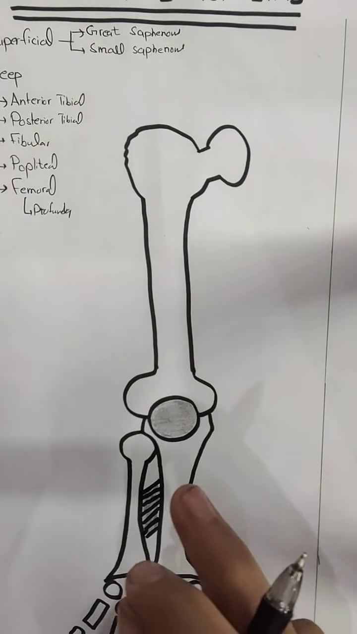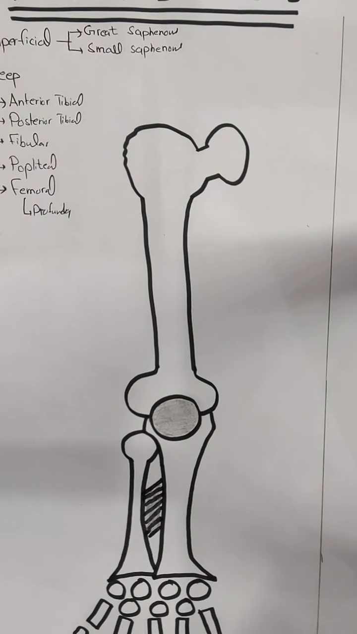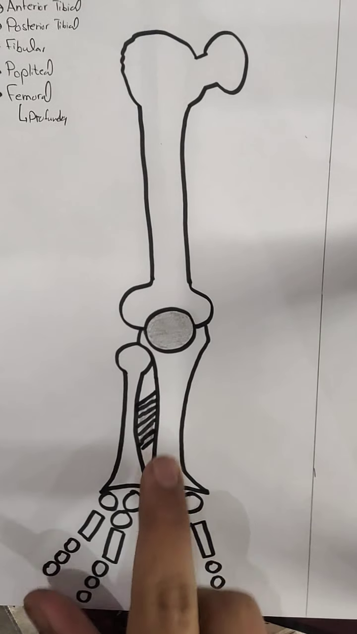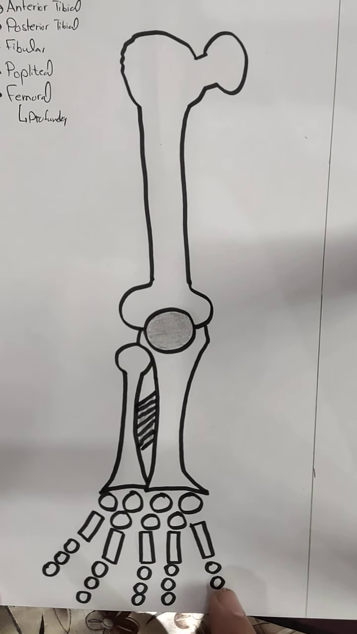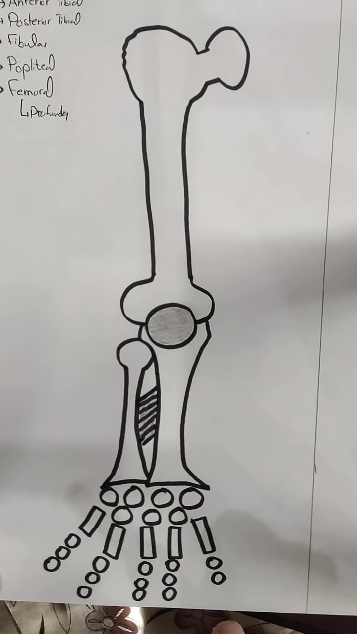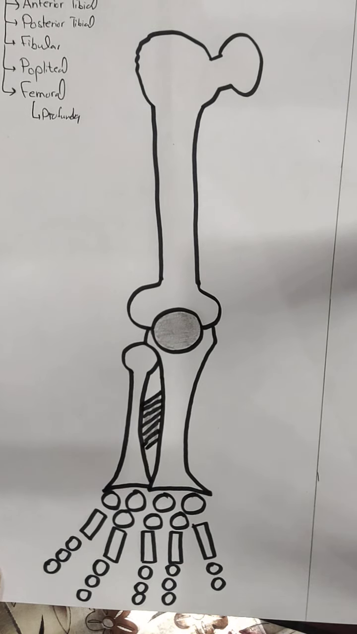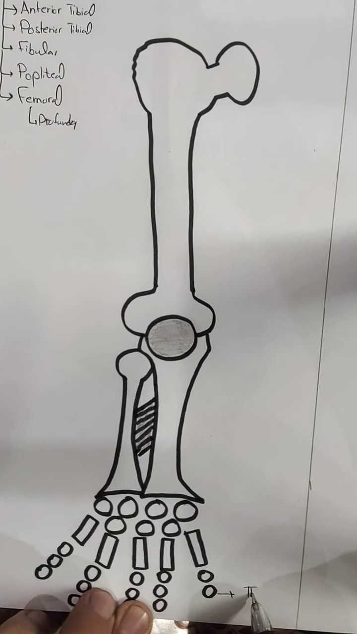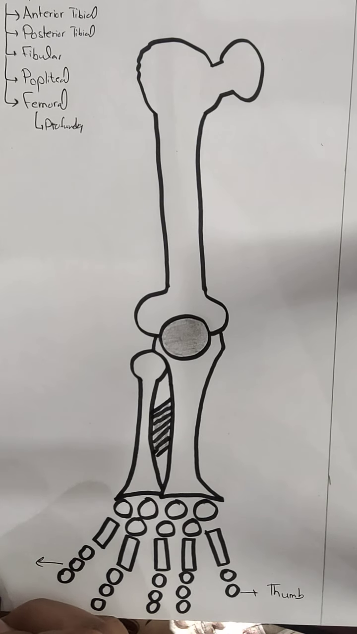This is the femur, this is the tibia, this is the fibula, this is the patella bone. So let's start. We will start the veins from the lower side, from these fingers. As this is the lower limb, on the medial side this will be the thumb, and this will be the little finger.